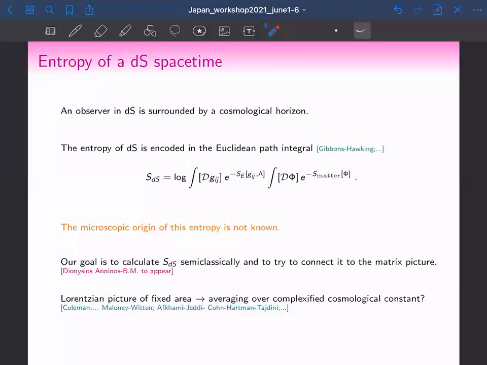And by connecting it to the matrix integral, even though the microscopic origin of the de Sitter entropy is completely unknown, the matrix picture, the matrix integrals, have a huge, beautiful history, and there are many techniques that we can use. The matrix picture might actually help us to understand some pieces of the microscopic origin of the de Sitter entropy.